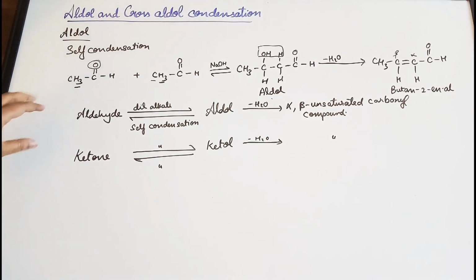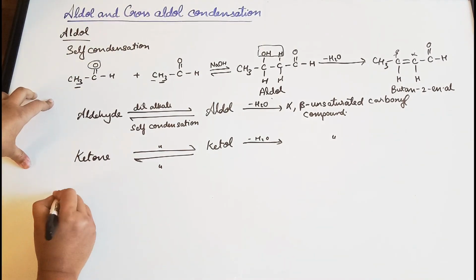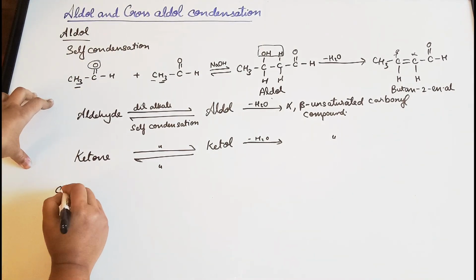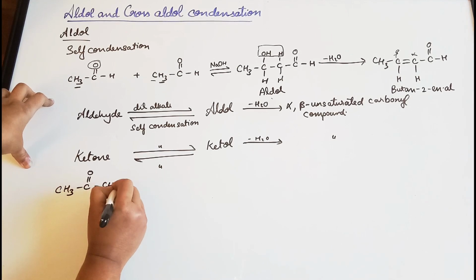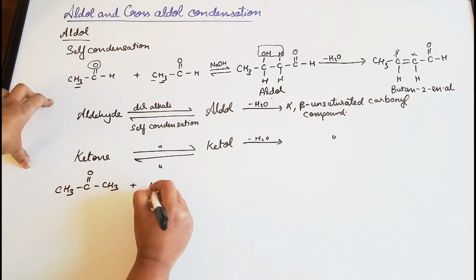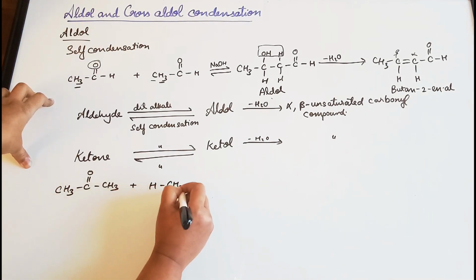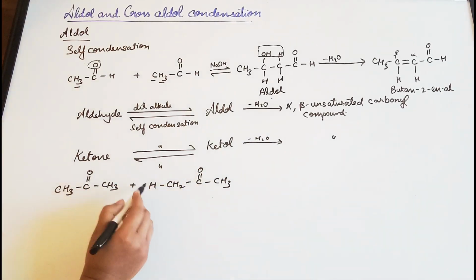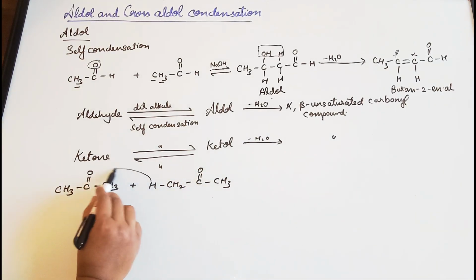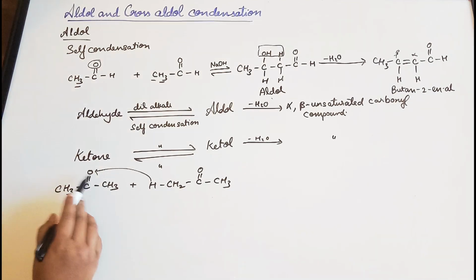Here we are going to take a ketone. So we are taking propanone. So CH3COCH3 is going to react with another molecule, CH2COCH3. So basically this hydrogen atom is going to come get attached to this.